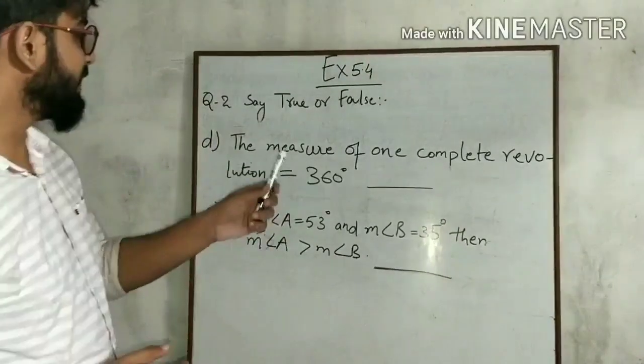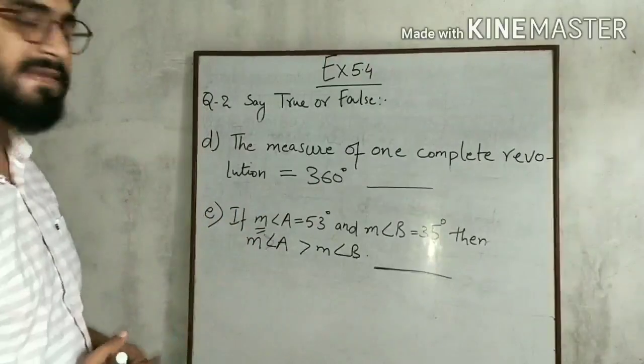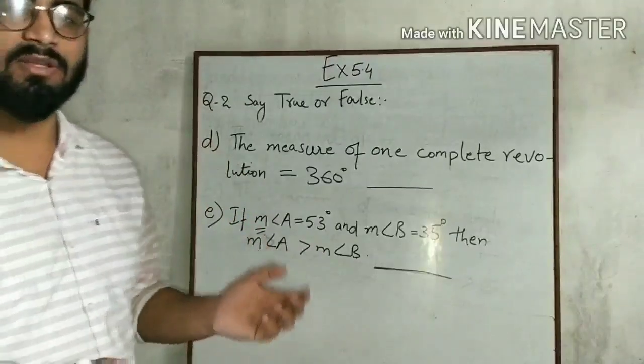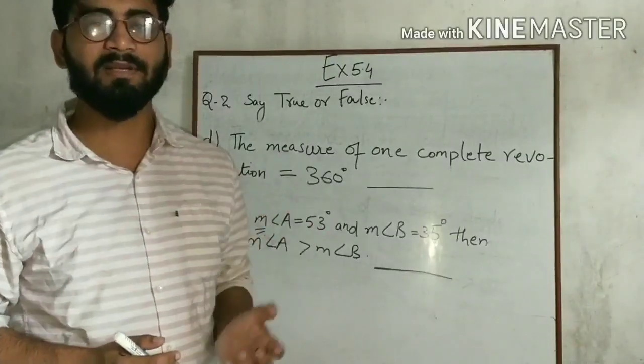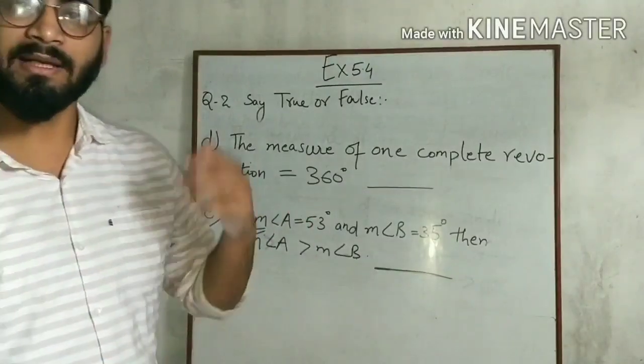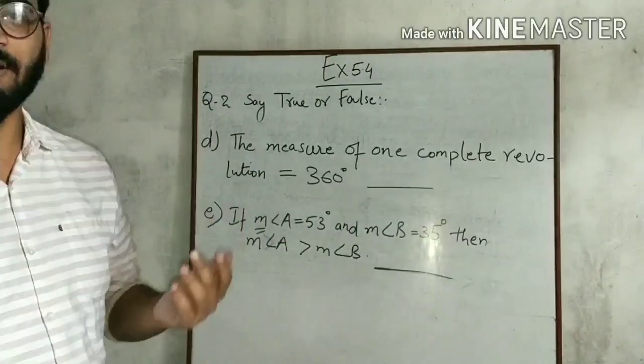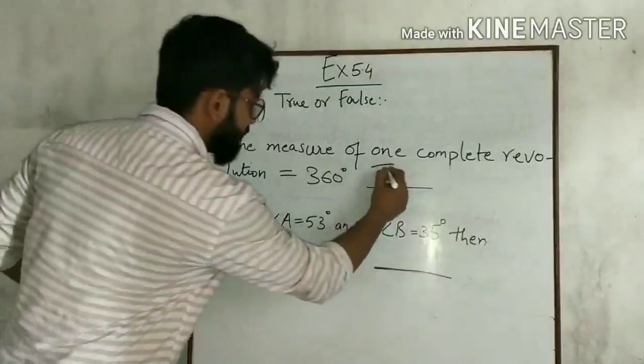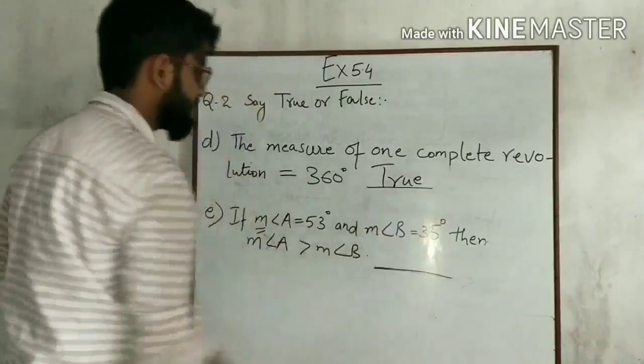The measure of one complete revolution is equal to 360 degrees. They are asking whether the measure of one complete revolution is equal to 360 degrees. We know that one complete revolution is equal to one complete angle, and we know the measurement of one complete angle is 360 degrees. So it is also true. Okay, D part is also true.